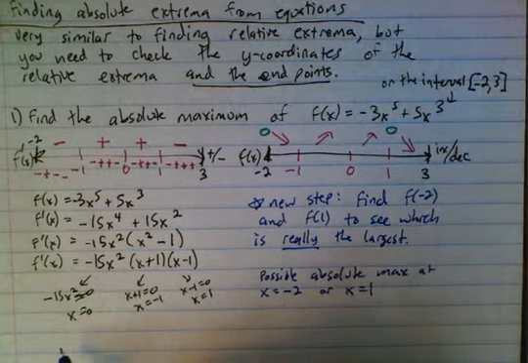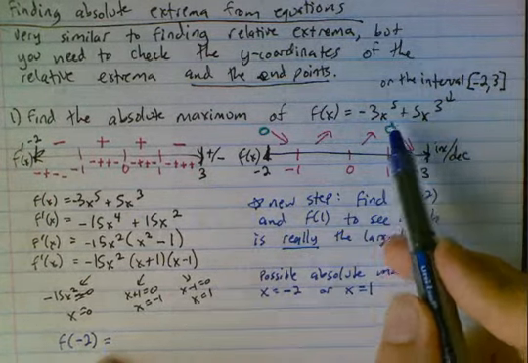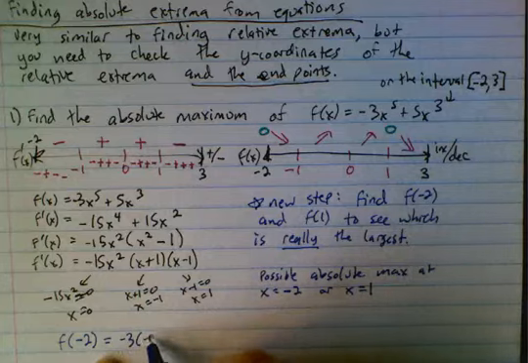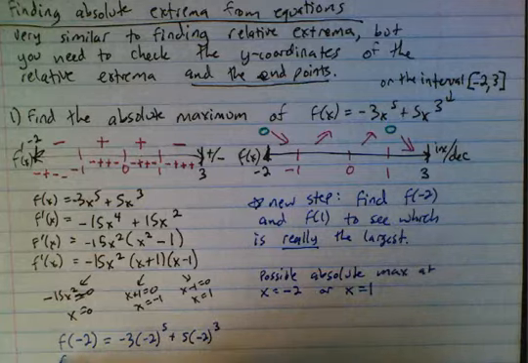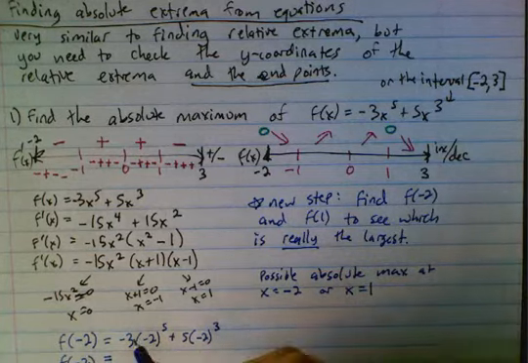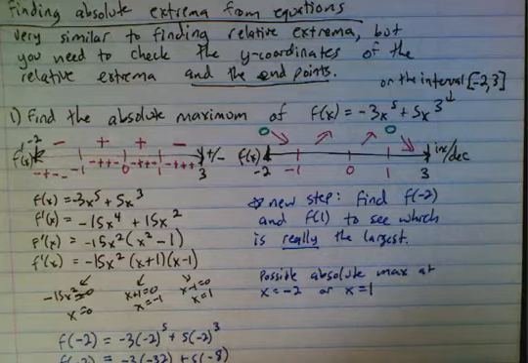So let's find them. f of -2. Here's our equation. -3 times -2 to the 5th plus 5 times -2 cubed. It's -3 times -32 plus 5 times -8. So this is 96 minus 40. It's 56.